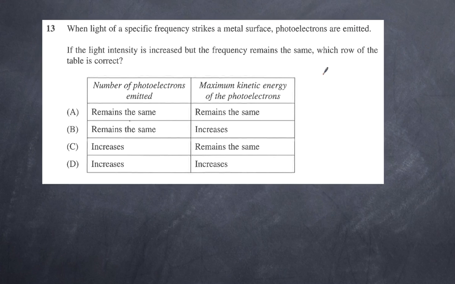Question number 13. When light of a specific frequency strikes a metal surface, photoelectrons are emitted. If the light intensity is increased but the frequency remains the same, which row of the table is correct? Well, light intensity means more photons, and more photons means more electrons, and that means you get an increase in current. However, the frequency contributes to the energy. But since the frequency remains the same, the kinetic energy of my photons remains the same. And so the answer clearly must be C.